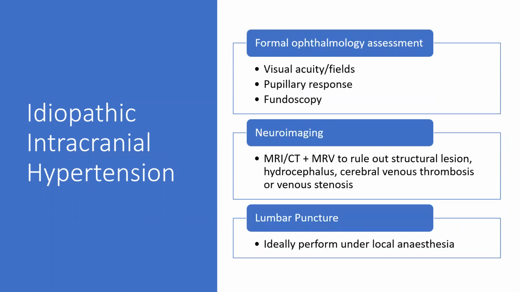With idiopathic intracranial hypertension, the child must have a formal ophthalmology assessment to properly assess visual field, pupillary response, and fundoscopy. Neuroimaging is another one. They might do an MRV after discussion with radiology, to rule out structural lesions and also vascular disorders. And for the lumbar puncture, we like to perform it under local anesthesia if possible. Do you know why that is?